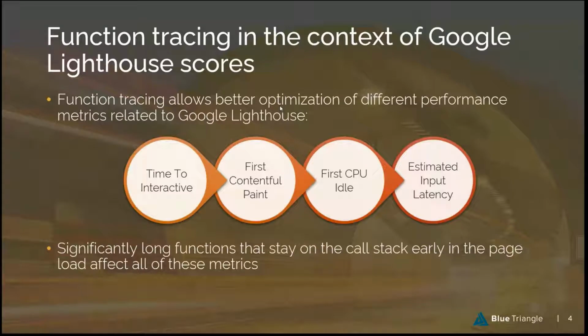The thing with function tracing is that it allows you to see which functions stay on the call stack for a long time, especially early in the page. Functions that stay on the call stack early in the page for a long time can affect all of these metrics, including first contentful paint, which is how early a user will see any content that has loaded on your page. Estimated input latency could be something like a user clicks on a button and nothing happens for 2 seconds because a function is running. So function tracing helps you to see what's going on the page and helps you diagnose when there are issues.